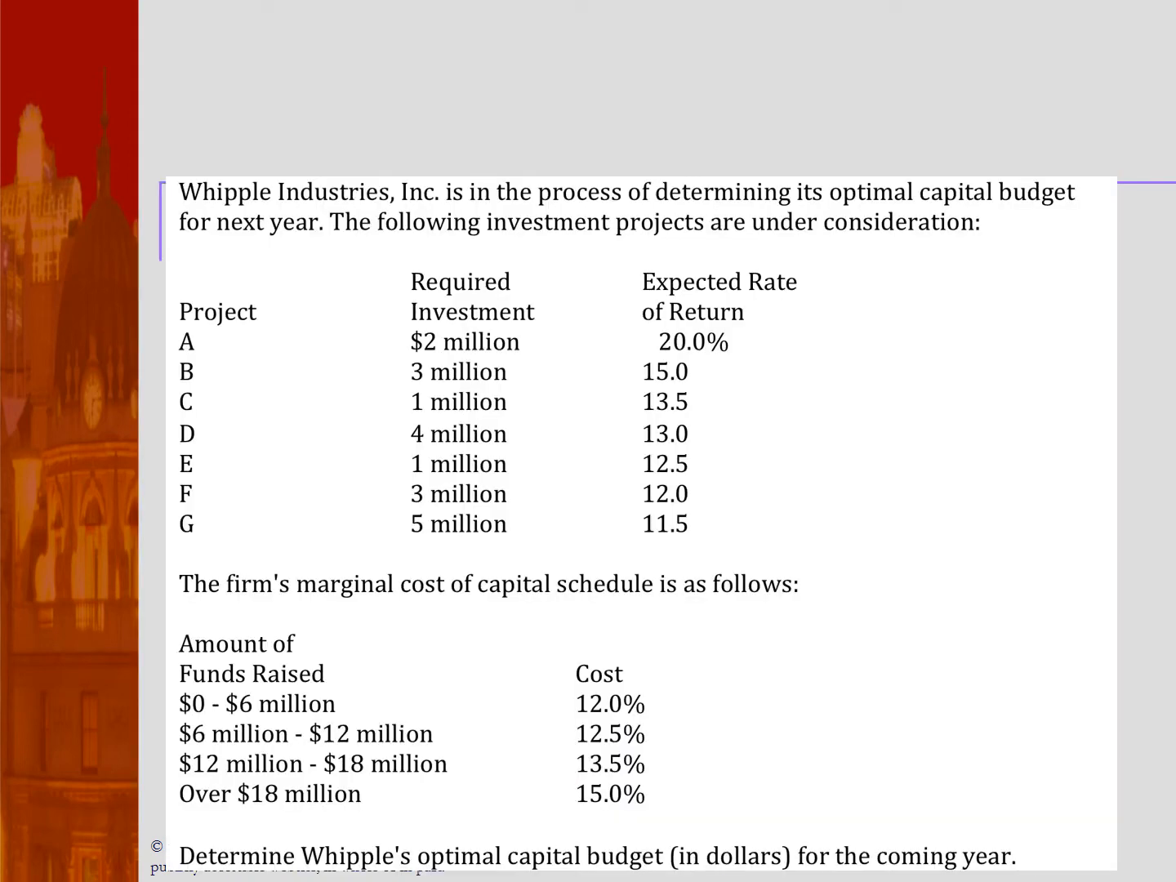We are required to find out the optimal capital budget for this firm. We can obtain the solution by plotting the investment opportunity curve using the information provided here and the marginal cost of capital curve using the information provided here on the same graph, and the point of intersection for these two curves determines the optimal capital budget for this firm.